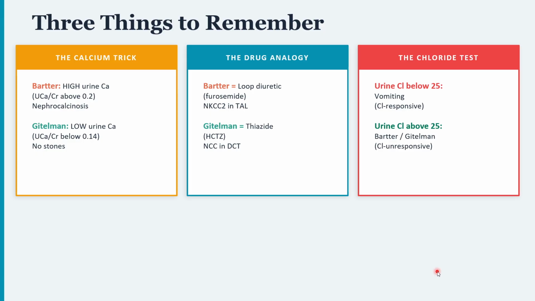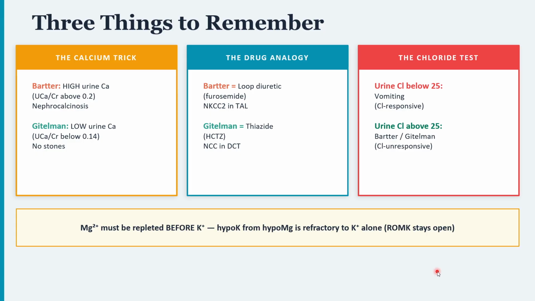And the bonus pearl, magnesium must be repleted before potassium. Hypokalemia from hypomagnesemia is refractory to potassium repletion alone because magnesium normally blocks the ROMK channel.